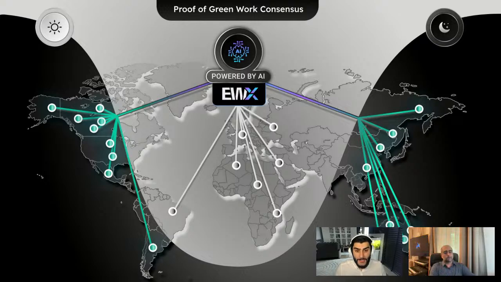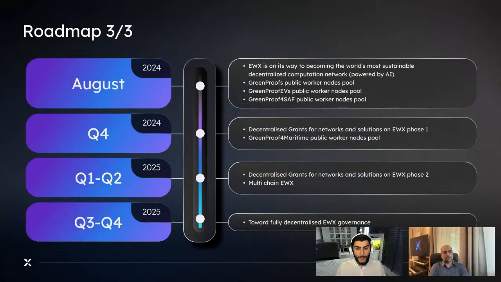So very exciting. Let's go back to our roadmap. So we left at July. We are working on this right now. We're experimenting with AI. So Energy Web is on its way to becoming the world's most sustainable decentralized computation network powered by AI. What else do we have in August, Mani? I see a couple of pools. I'm getting excited here. What's going on in August?